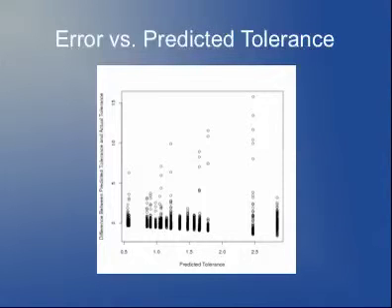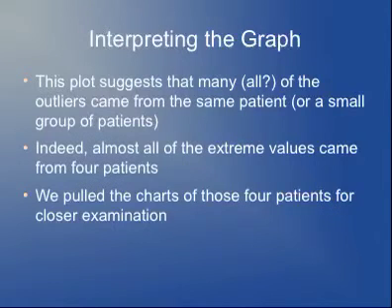So you're like, okay, let's go through our data, try to find people who systematically have a bunch of unusually high measurements, and let's see what we can figure out with those particular people. We went through our data set and discovered indeed that almost all of the extreme values in the data set came from 4 different patients. We said, okay, now we've narrowed down the problem to these 4 patients. Let's pull the charts for these 4 patients and see if we can figure out any reason why their data might be weird.